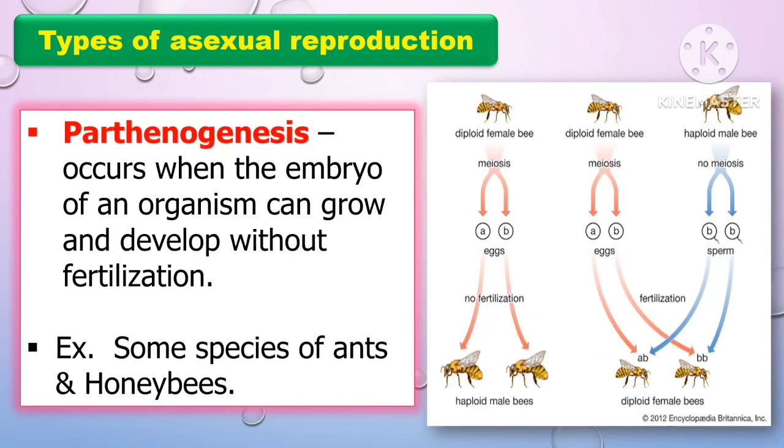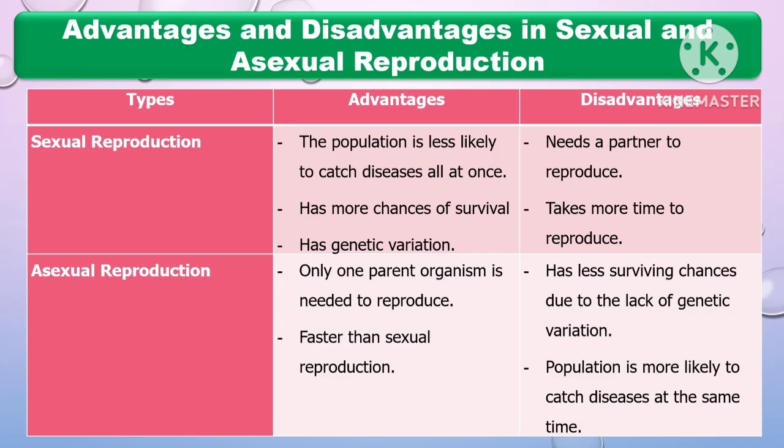Another type of asexual reproduction is the parthenogenesis. It occurs when the embryo of an organism can grow and develop without fertilization. Examples for this are some species of ants and honeybees. The following are the advantages and disadvantages in sexual and asexual reproduction.